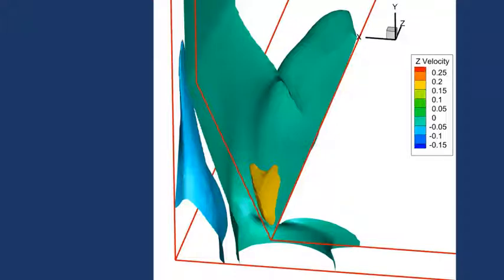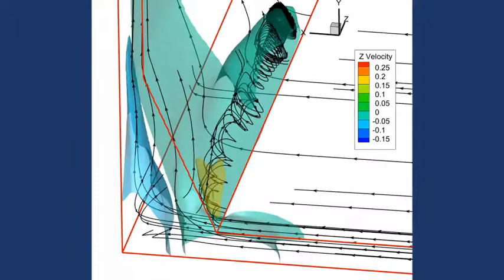So here we can see some three-dimensional isosurfaces of z velocity in meters per second, which reveals that the flow is more heterogeneous closer to us, so closer to the wall. And here we can see some path lines that show this three-dimensional feature.